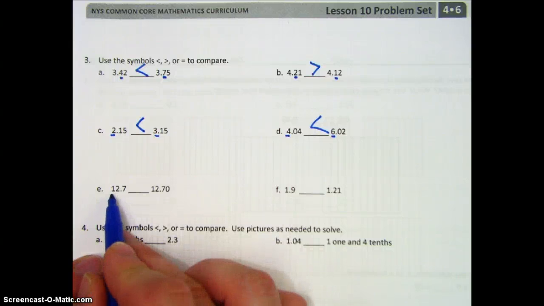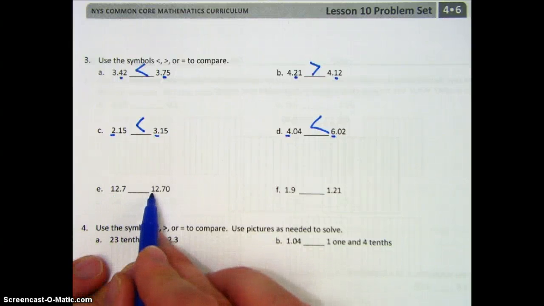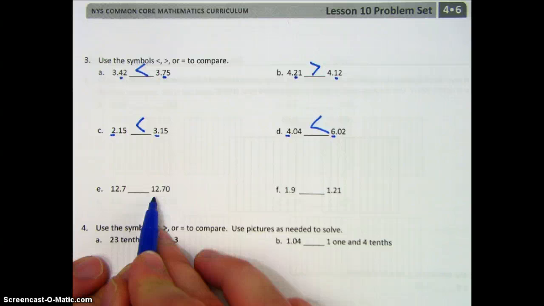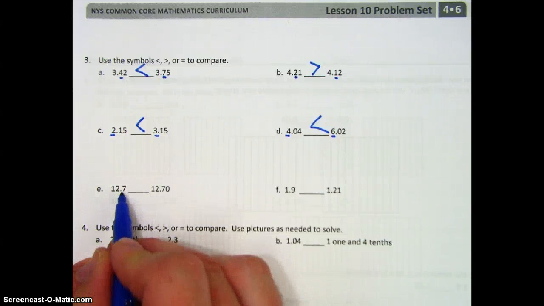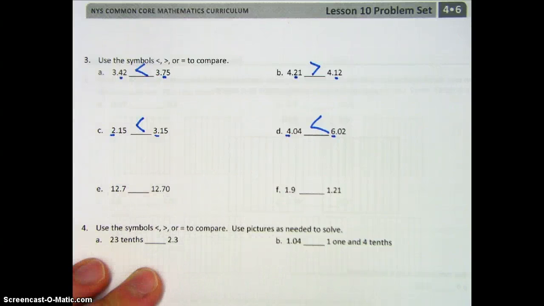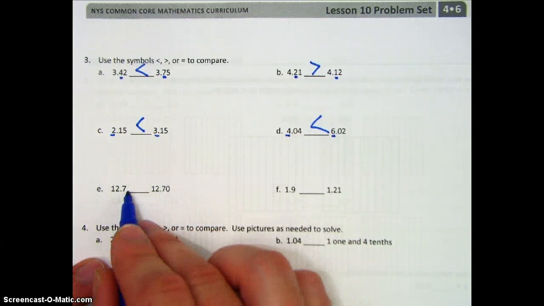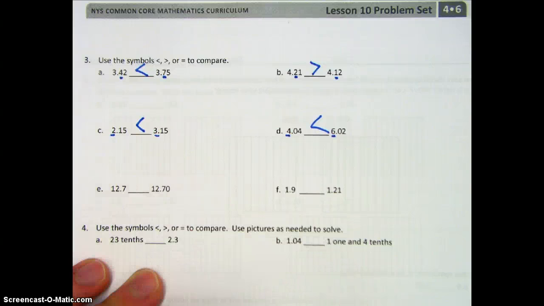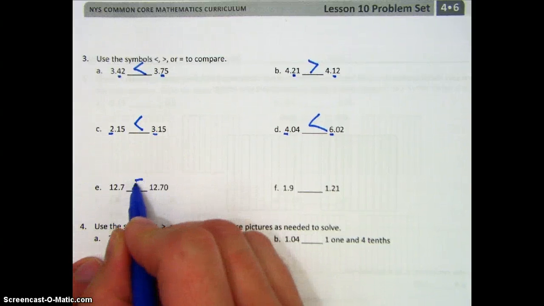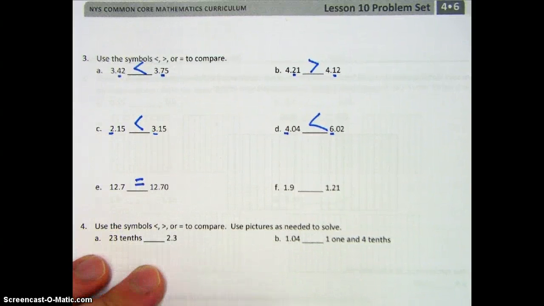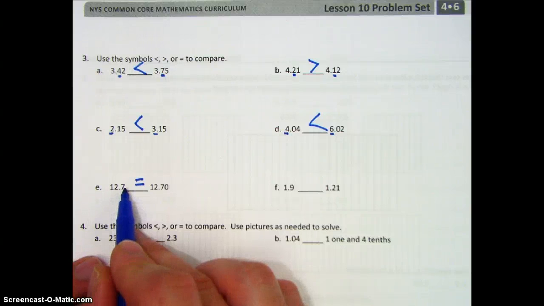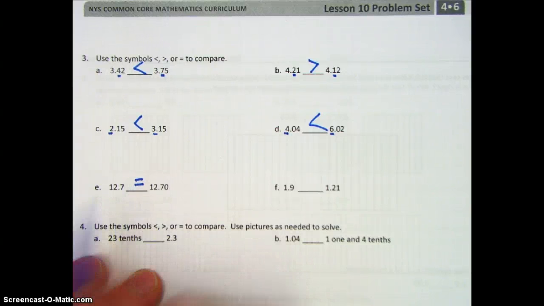Okay, notice that they both have 1/10. They both have 2 ones. Okay, so now we go after the decimal. Well, they both have 7/10. And if you notice, they both have 0/100. So they are equal. Okay, nothing is written after that 7, which means it's a 0. So these are equal.